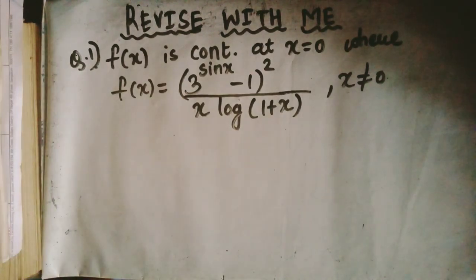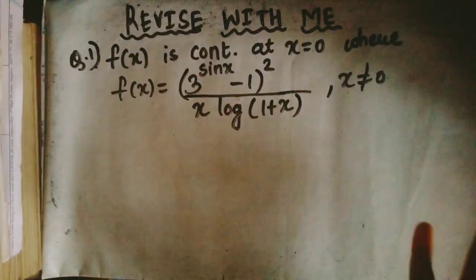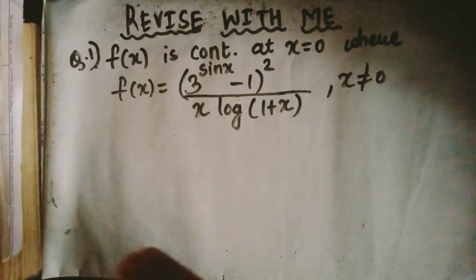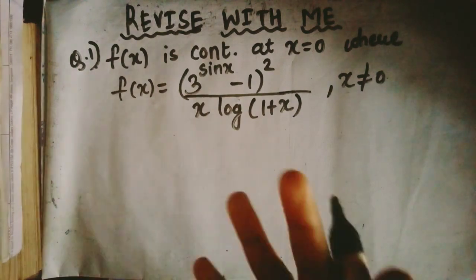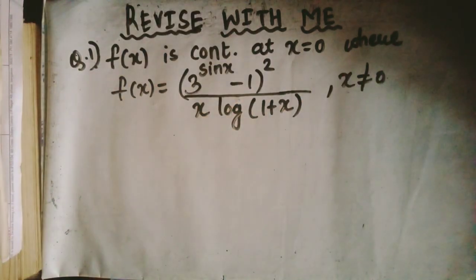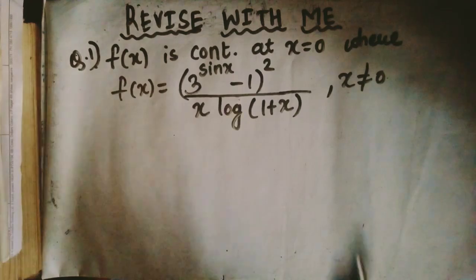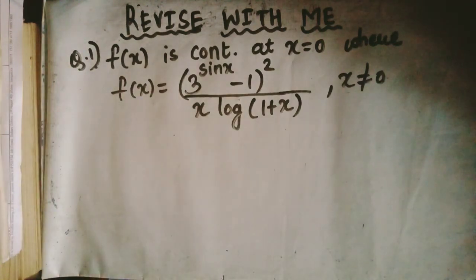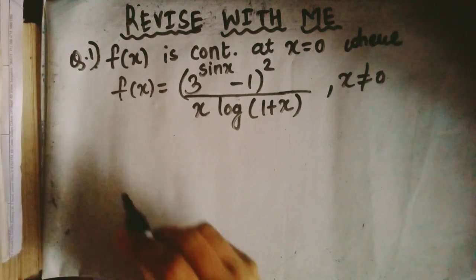So this is the question which is given. It is given that the function is continuous at x equal to 0. So what do you mean by continuous? Its right hand limit is equal to left hand limit, and it is equal to the value of that function at that given point. Okay, so here the given point is x equal to 0. So you have to find f of 0. So first we'll find the limit.